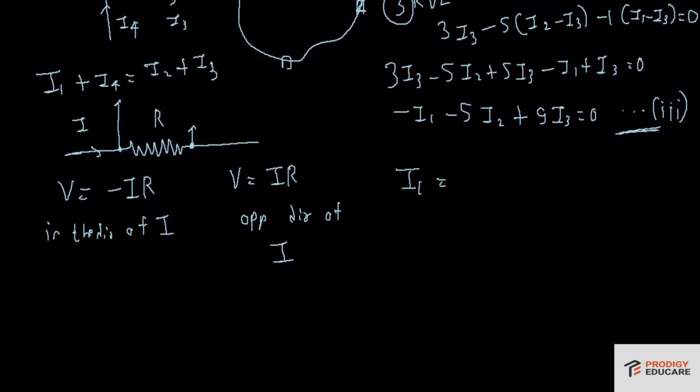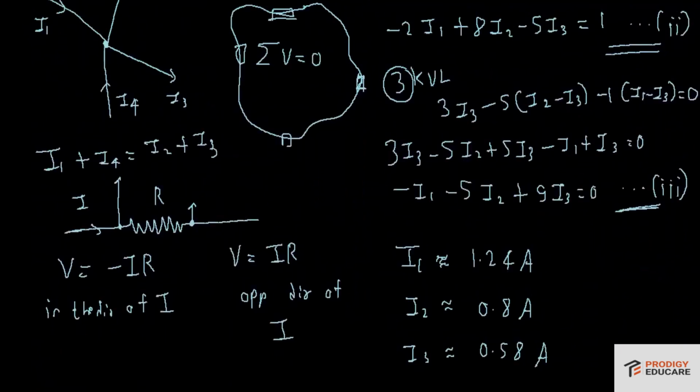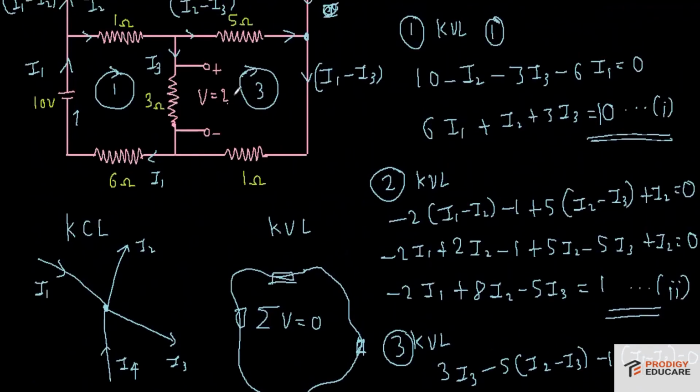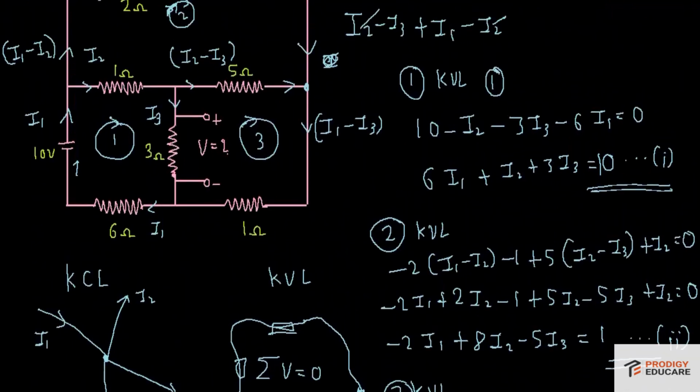I got I1 as 1.24 amps. By the way, these are approximate values. Then I2 as 0.8 amperes and I3 as 0.58 amperes. These are the values of I1, I2, and I3 after solving these equations simultaneously. Now what we have to find is the voltage drop across the 3 ohm resistor.